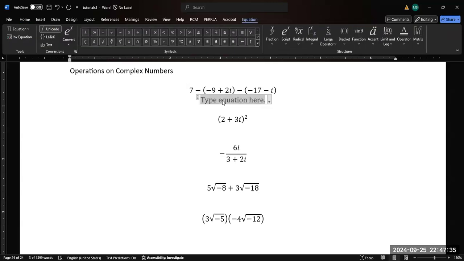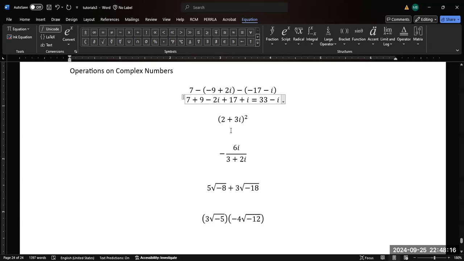So in this particular case, if we distribute out our negatives, we have 7 plus 9, distributing the minus sign, minus 2i, distributing the minus sign, plus 17, another minus sign flip, plus i. And then 7 and 9 is 16, and then we're going to add 17 to it. 7 plus 9 plus 17 is going to be 33. And then we have a minus 2i and a plus i, and that's going to be minus i. And you don't have to do anything else with it beyond that.